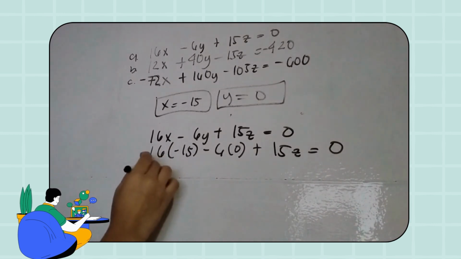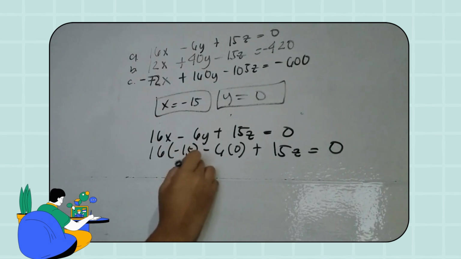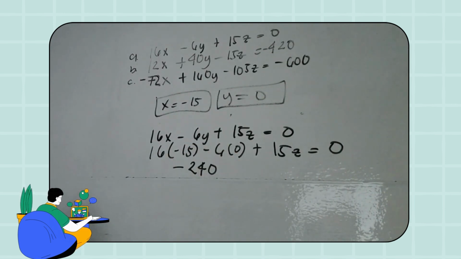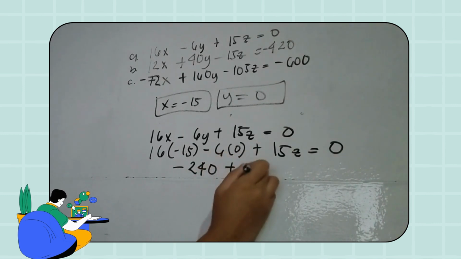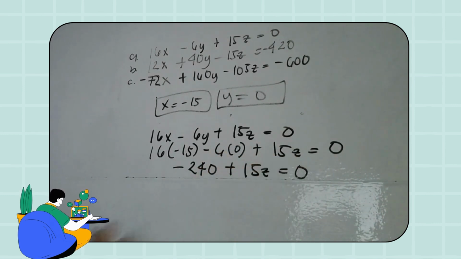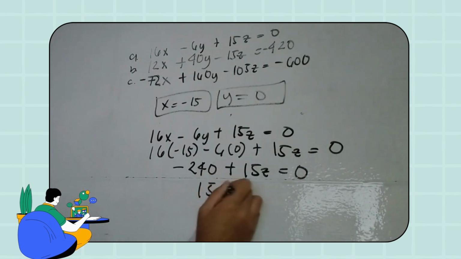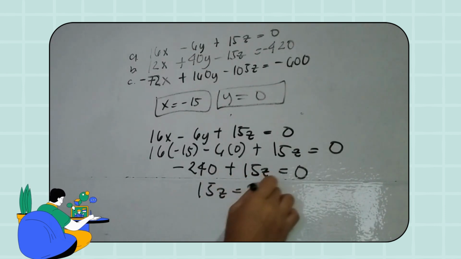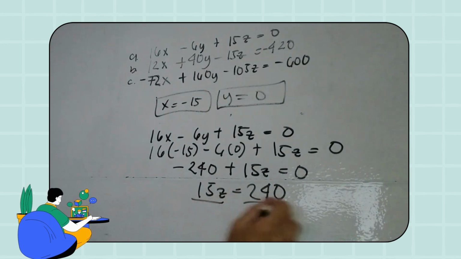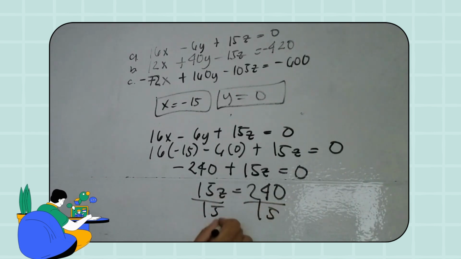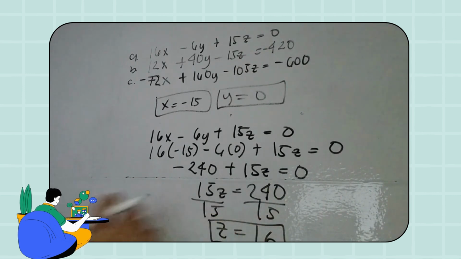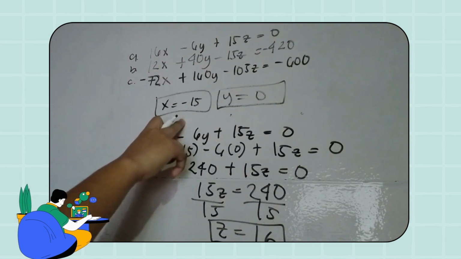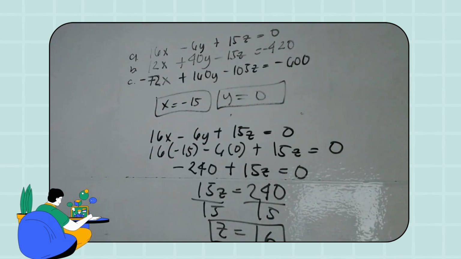So let's simplify it. We have 16 times negative 15 is negative 240. Negative 6 times 0 is 0. So plus 15z equals 0. Let's arrange it. We have 15z equals 240 divided by 15. So z is equal to 16. So our solution for this system of equations are x is equal to negative 15, y equal to 0, and z is equal to 16.